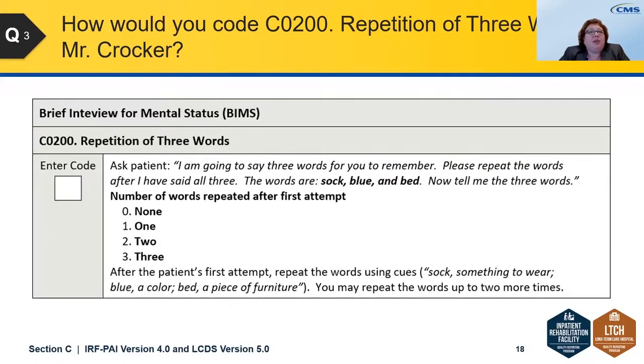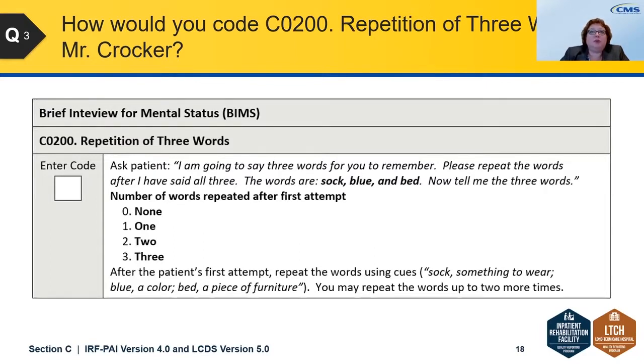Okay, so now we're going to code C0200 repetition of 3 words. So how would you code C0200 repetition of 3 words for Mr. Crocker? Let's review the coding responses on this screenshot of C0200. Would you use 0, none, 1, 1, 2, 2, or 3, 3? And I see the polling has come up. I'll give you guys a few seconds to consider your responses.